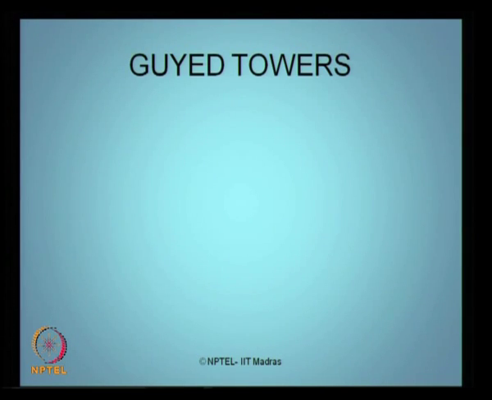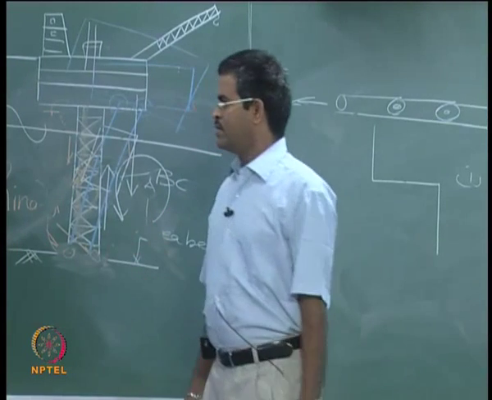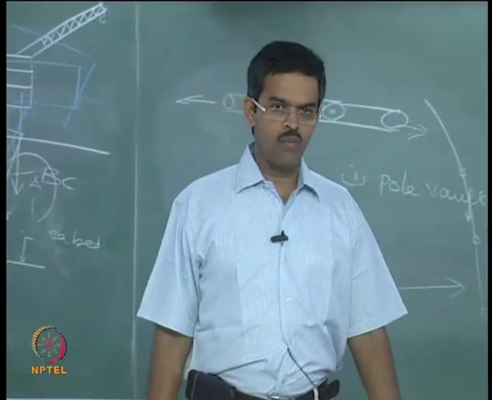So, one classified platform in compliant systems is a guyed tower. I think you have seen this figure which you have drawn, the line diagram I am showing here. These are mooring lines, there are different components of this. Deck is the top one, truss is the lattice truss that I showed here, and the cables that you see here are all mooring lines.